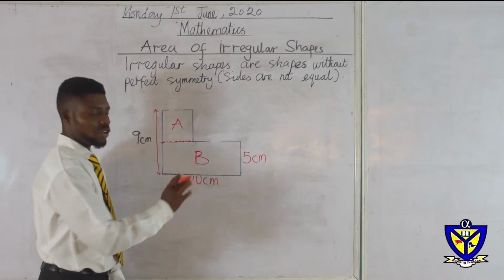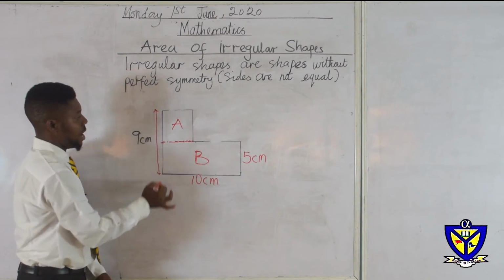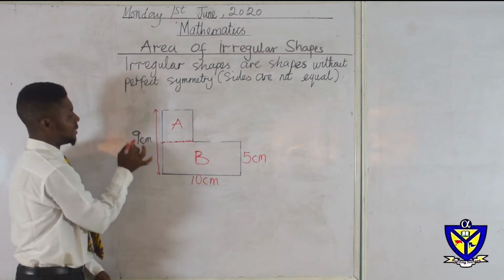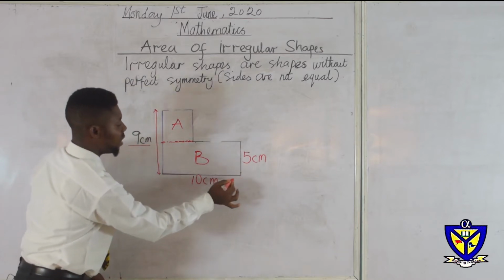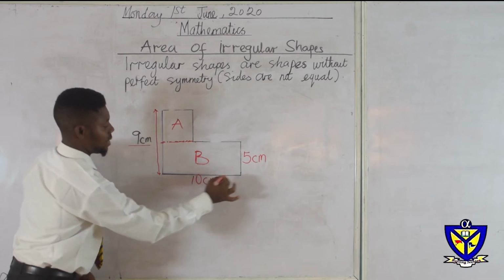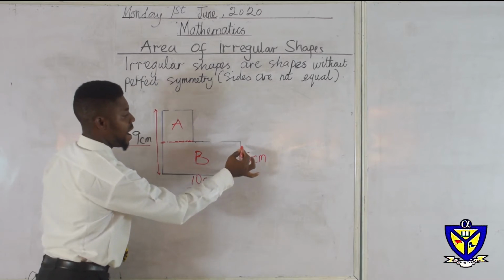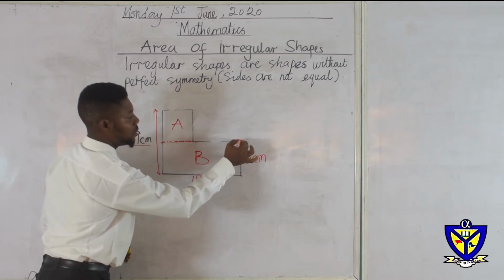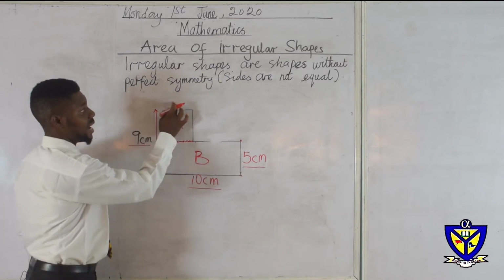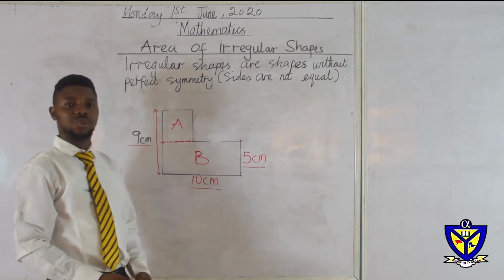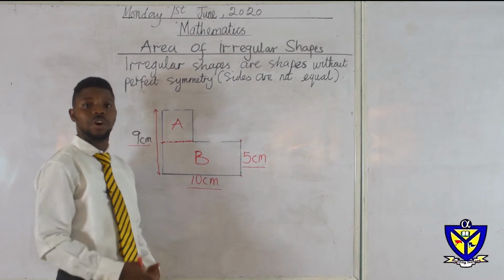Now, let's quickly go through this. Here, we are given that the breadth here is 9 centimeter. But here, we are given the length here as 10 centimeter. And we are given here that the length from this point to this point is 5 centimeter. Knowing fully well, we're not given the size here. Now we need to find the unknown. These are the known, and we have to find the unknown from the known.